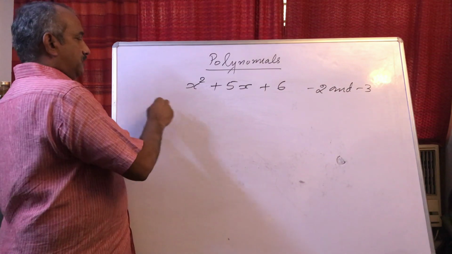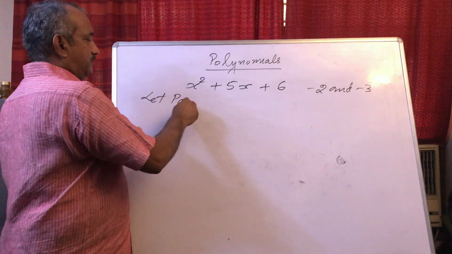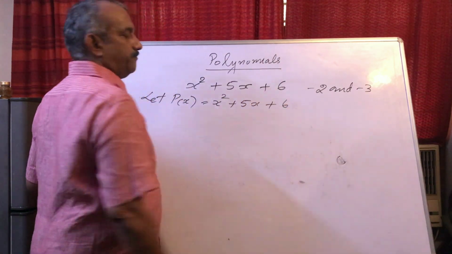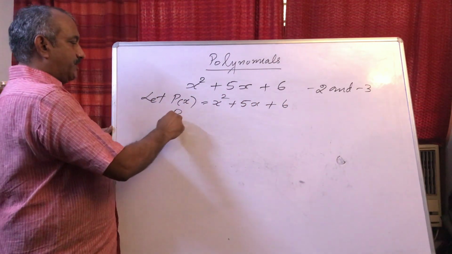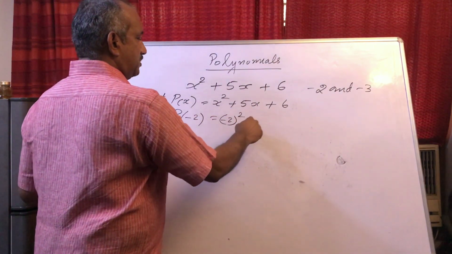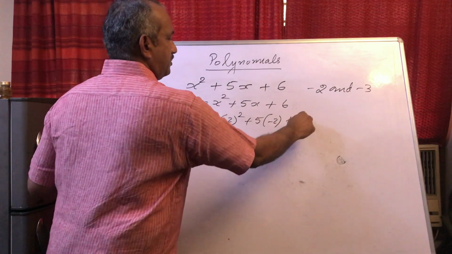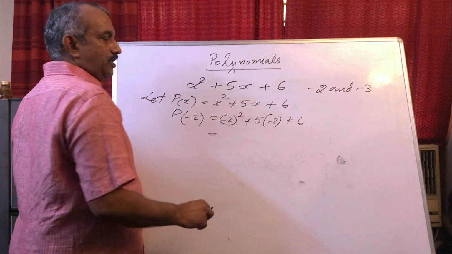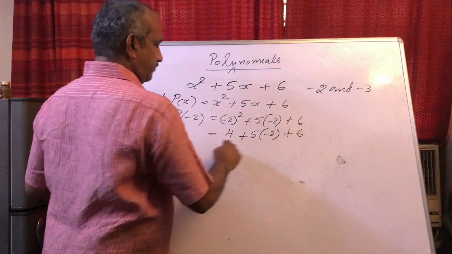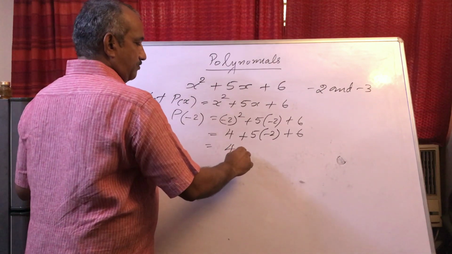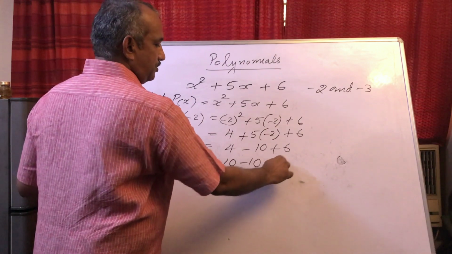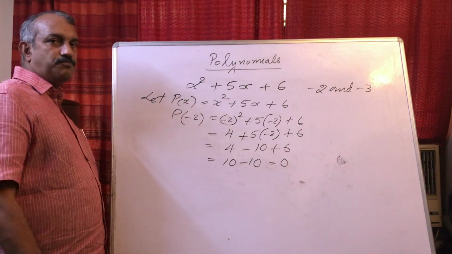We can check. Say let p of x is equal to x square plus 5x plus 6. Substitute these values and check whether, say, p of minus 2 is minus 2 the whole square plus 5 into minus 2 plus 6. Remove only powers: 4 plus 5 into minus 2 plus 6. Multiplication: 4 minus 10 plus 6. 10 minus 10 is equal to 0. So minus 2 is a zero of the polynomial.